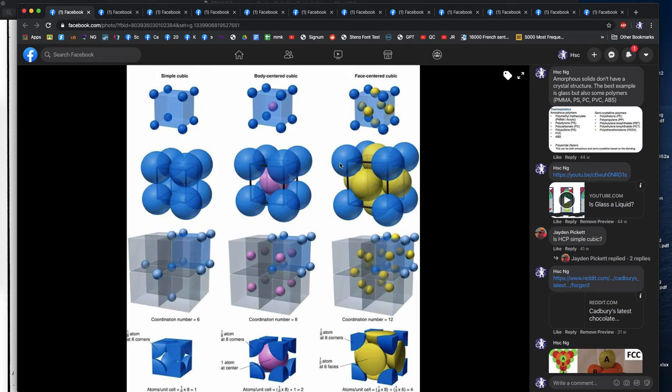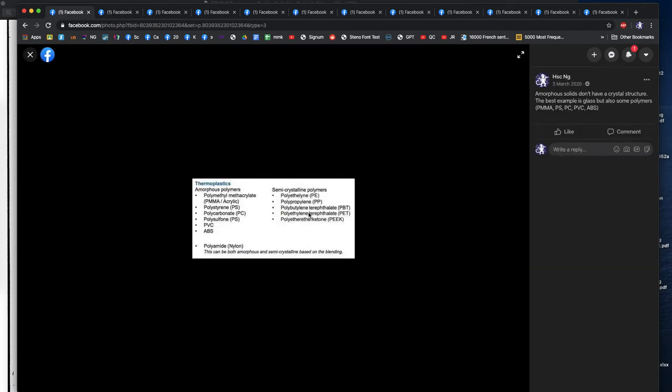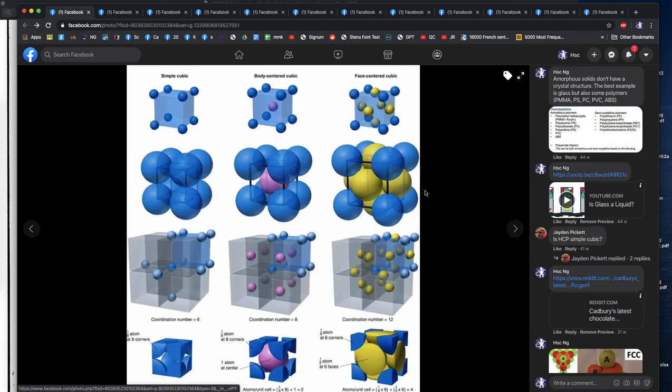Polymers or plastics can be crystalline or semi-crystalline. So that's what we have here. Amorphous, so acrylic, polystyrene, polycarbonate, ABS, and PVC, they're all non-crystalline. Whereas some are semi-crystalline, so most of the others, like polyethylene, polypropylene, PET, so most of the ones here, number 1, number 2, number 3, number 4, number 5, number 6, all of the numbered ones, which we're going to learn about later, they're all here.